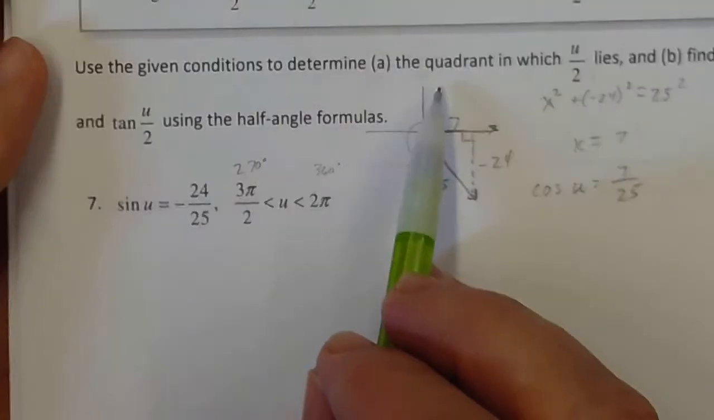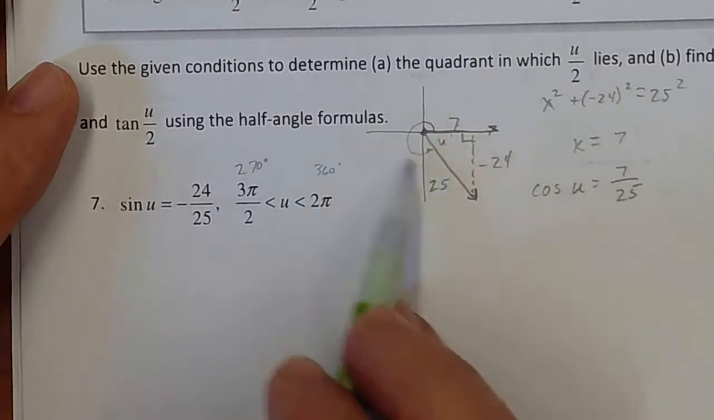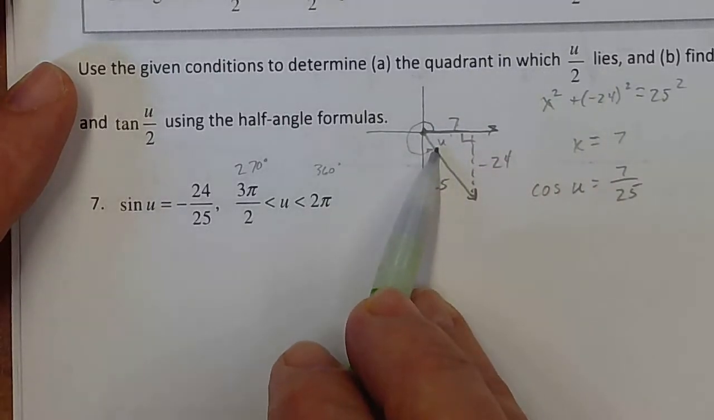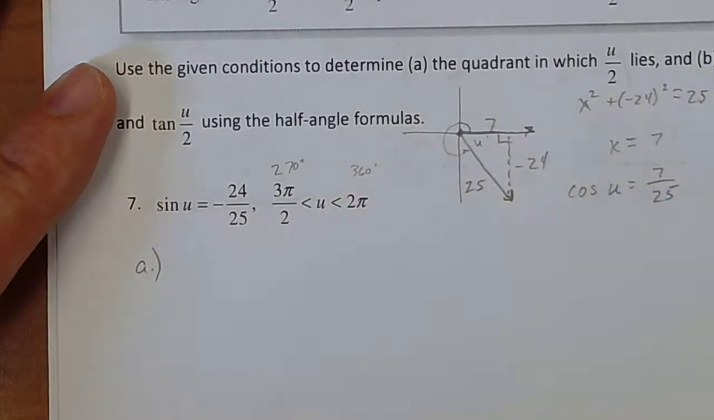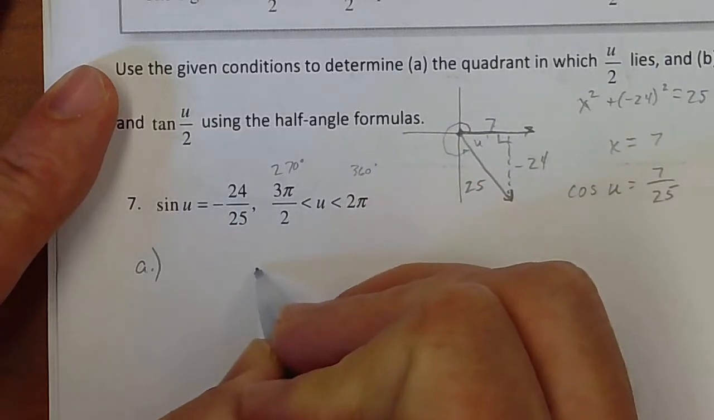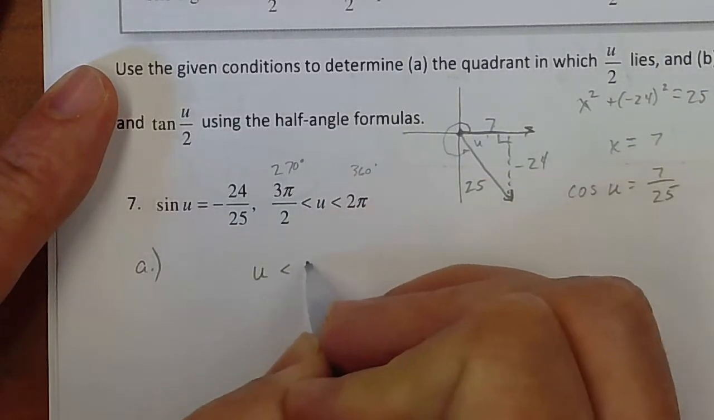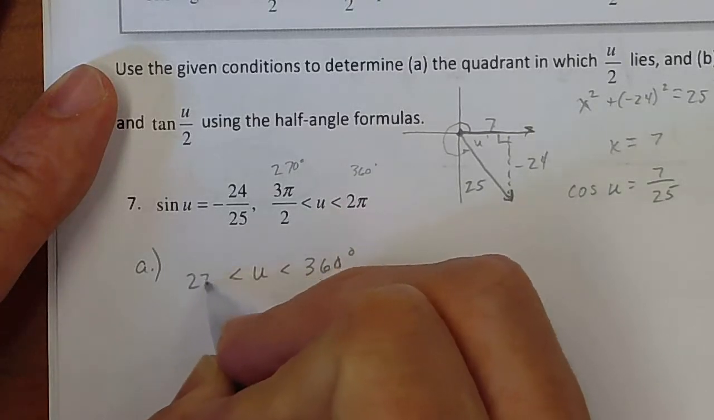Okay, so part A says we have to figure out the quadrant in which the half angle lies. This is the full angle. I was going to say theta, but U. All right, so here's part A. How do we figure out where it lies? What you probably want to do is put this in degrees, so let me clear this up. Angle U is less than 360 and greater than 270.